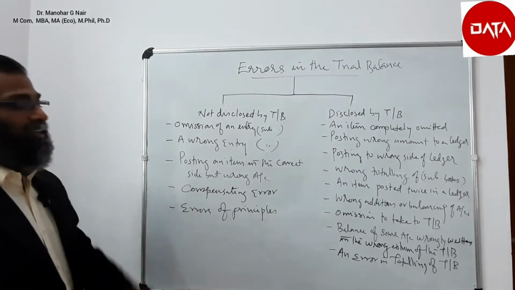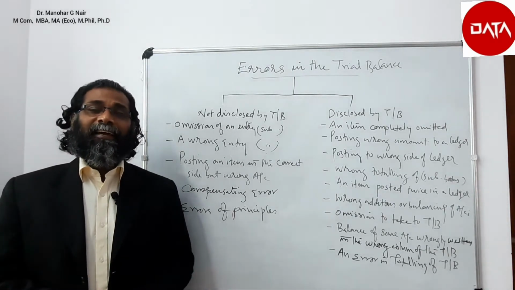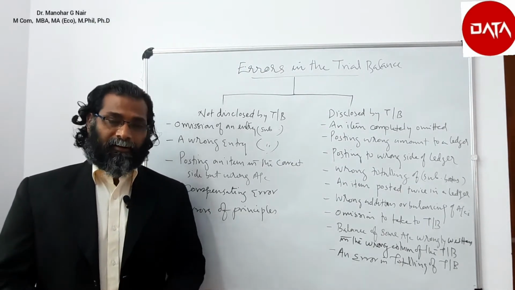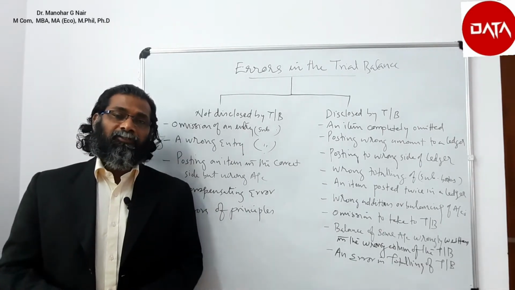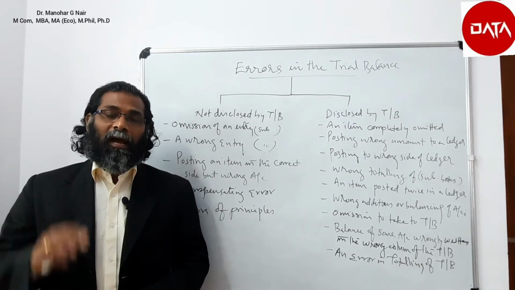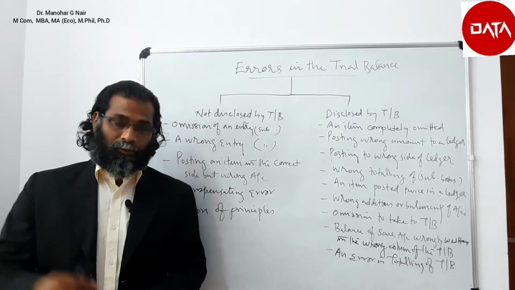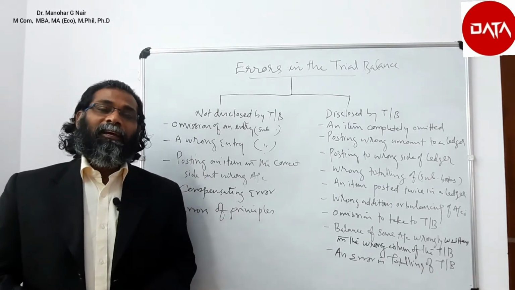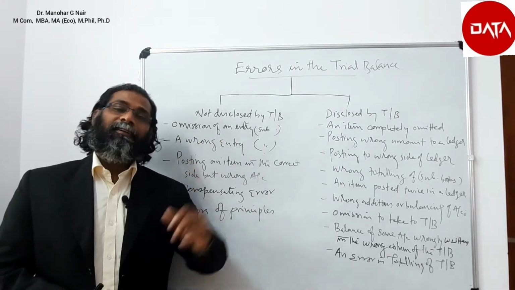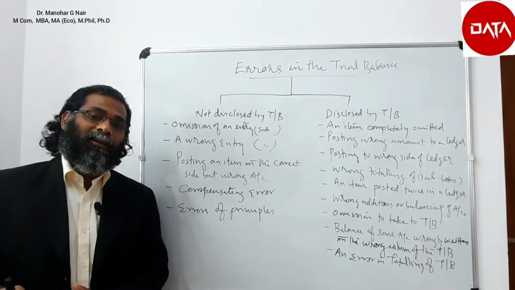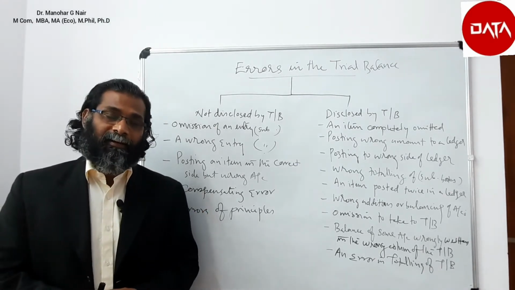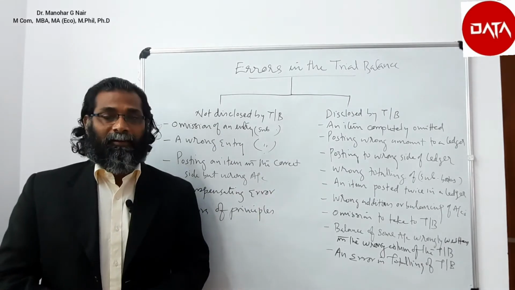Now, compensating errors. Compensating error means because of one error, another error may be compensated. For example, underposting an item on the debit side may be compensated by underposting an item on the credit side also. So simultaneously, two things are done. One is underposting an item on the debit side. At the same time, for the same value, an underposting has taken place on the credit side, which will be automatically compensated, which will not be reflected in the trial balance.